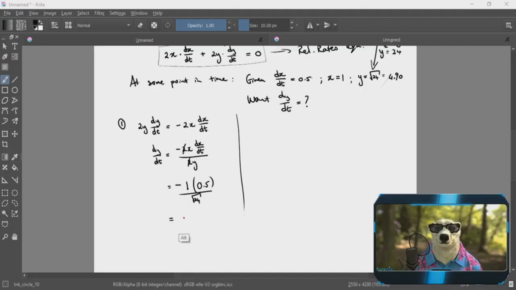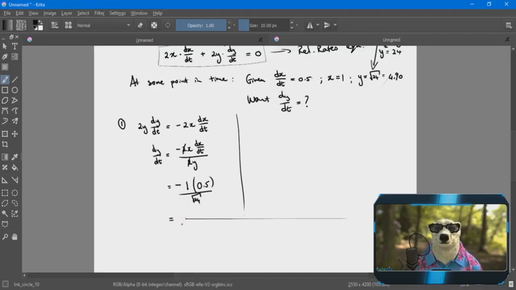MathBot says negative 0.10 if I round it.